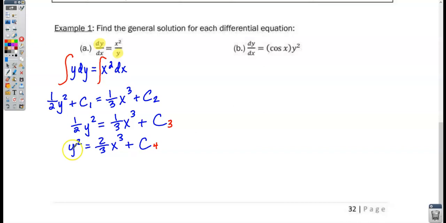And now to get y by itself, I take the square root of both sides of the equation. And when I take the square root of the right-hand side, everything is inside of the radical.